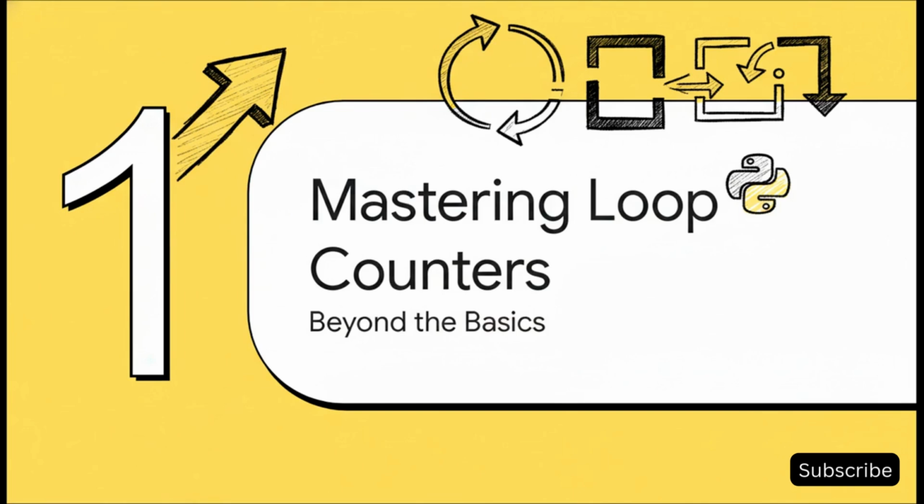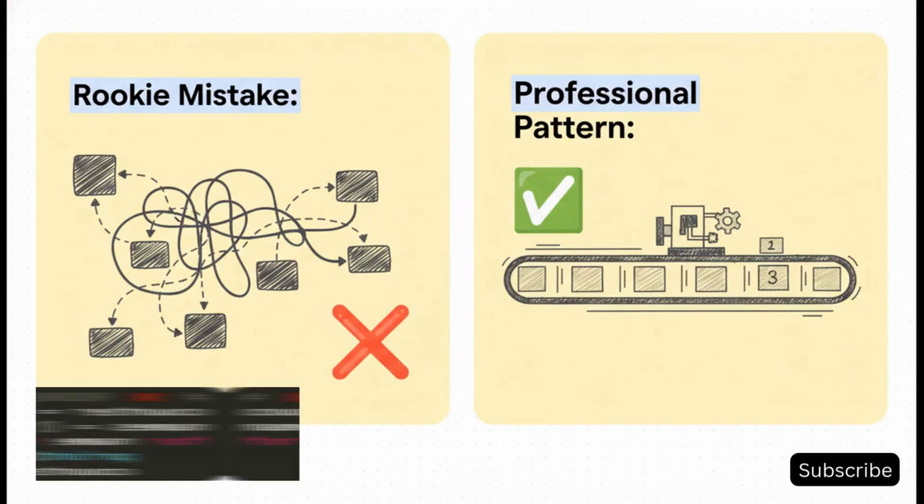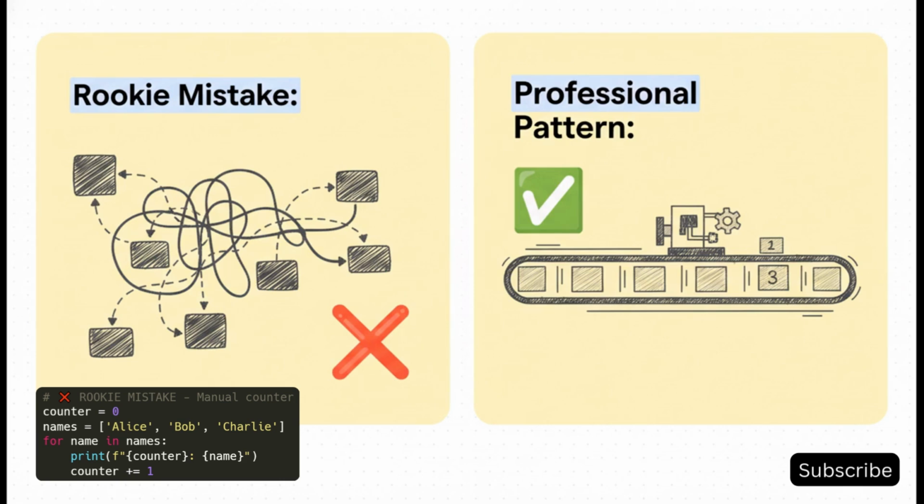Okay, first up, let's tackle something that seems super simple. But trust me, it's a dead giveaway of a beginner programmer: loop counters. It is absolutely time to move beyond the basics here. All right, look at this. On the left, we've got the classic rookie mistake. We've all done it, right? You create a manual counter, you increment it inside the loop, and it's just asking for trouble. It's so easy to introduce bugs, especially those super frustrating off-by-1 errors.